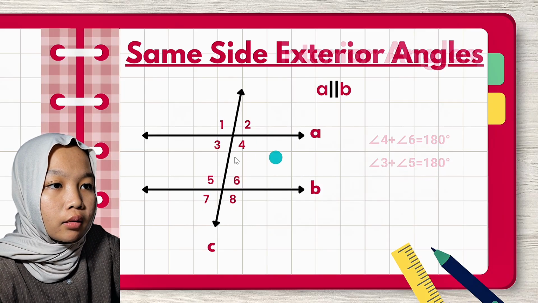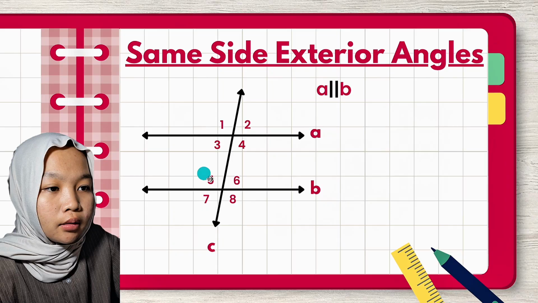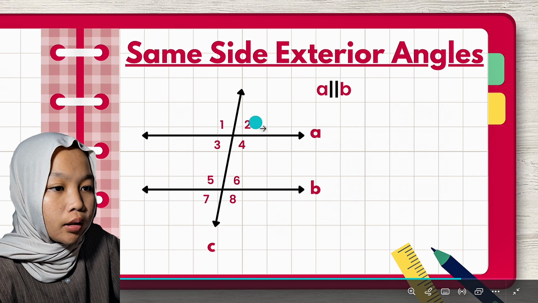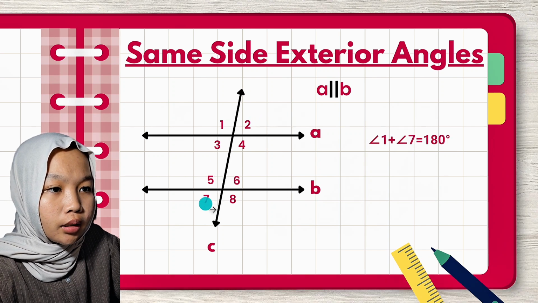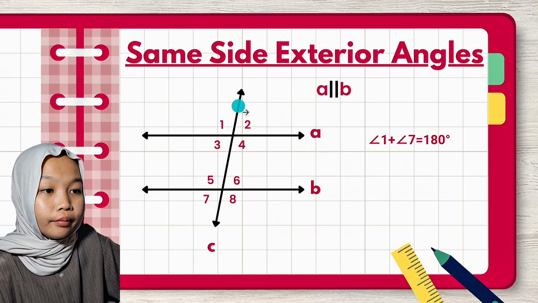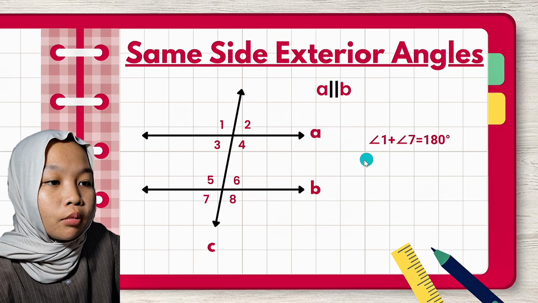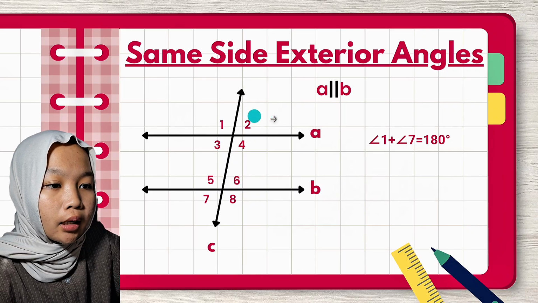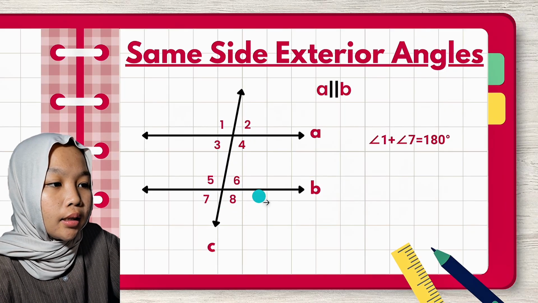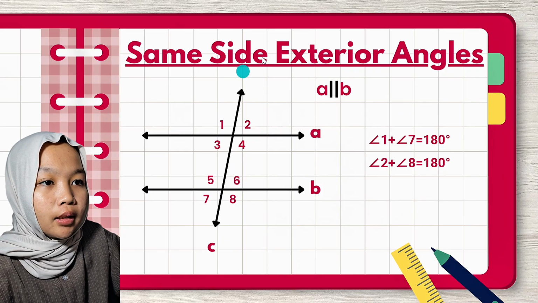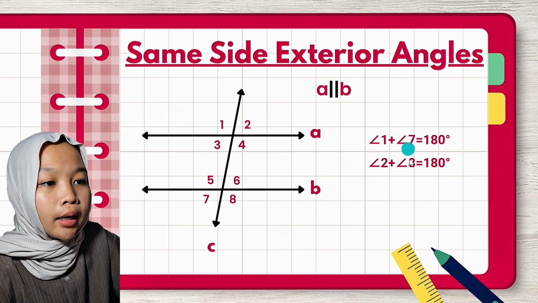Okay, next is same side exterior angle, because this is the interior, so this is the exterior. For the first is angle 1 with angle 7 equals 180 degrees. And then angle 2 with angle 8 equals 180 degrees. This is the same side exterior angle.